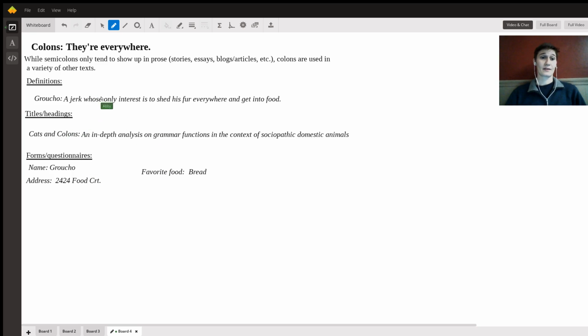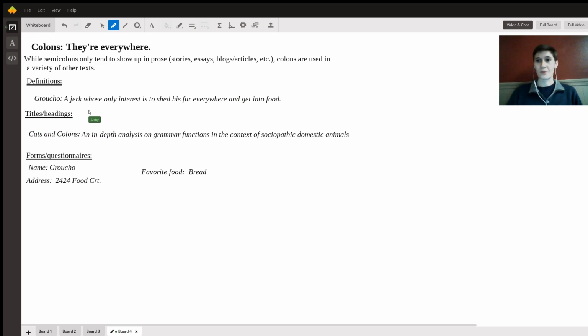The most common use, or the most famous place where colons show up, is in the dictionary. So for definitions, you'll have a word and a colon, and following that colon is that word's definition. So the definition for Groucho is a jerk whose only interest is to shed his fur everywhere and get into food.